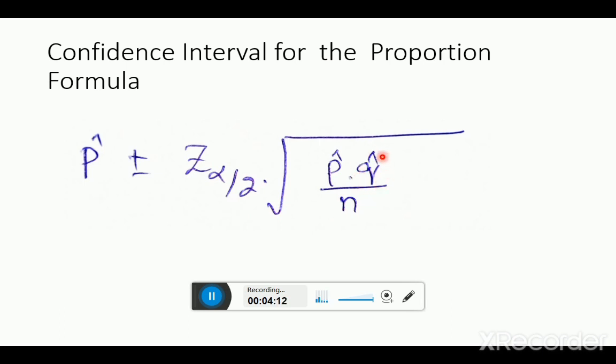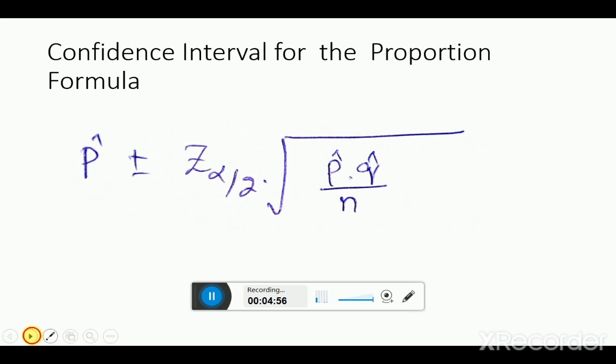In most of the books, Q is represented by 1 minus P cap. If you remember, in probability we discussed the formula P plus Q equals 1. It means the probability of success and the probability of failure. When we combine both, the total probability is equal to 100 percent, and this 100 percent in probability we represent with 1. So P is the probability or proportion of success, while Q is the probability or proportion of failure. In some books Q is also represented by 1 minus P cap. So don't be confused, 1 minus P cap is the same as Q.